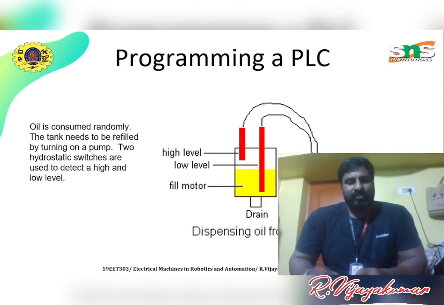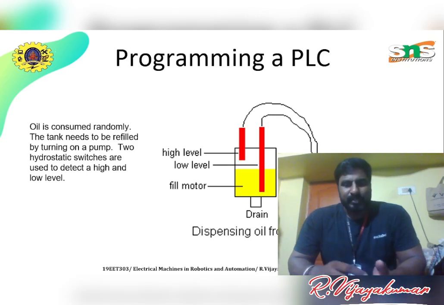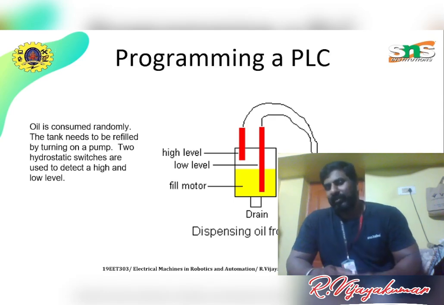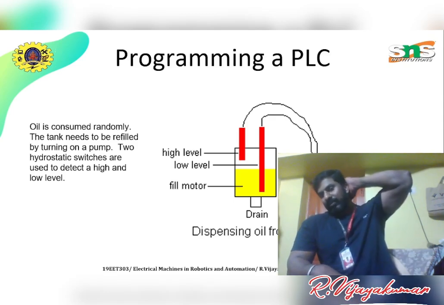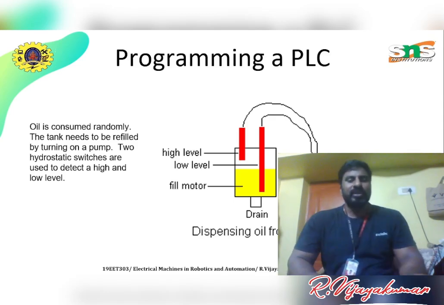So programming of a PLC is very important. For example, dispensing oil from a tank: oil is consumed randomly, and the tank needs to be filled by turning on the pump. Two hydrostatic switches are used to detect high and low level. So based on the high and low level, the PLC will operate the motor, so that the oil is either filled or not.